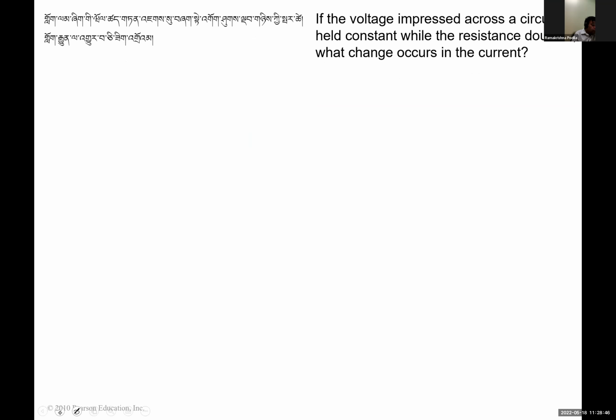Okay, let's do one more. Now, if voltage is held constant but resistance is doubled. What do you mean by impressed? Applied. There is a Tibetan translation next to it, right?